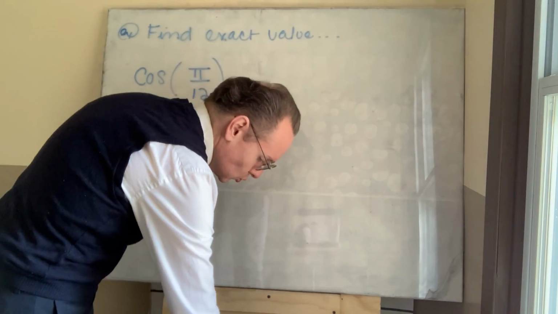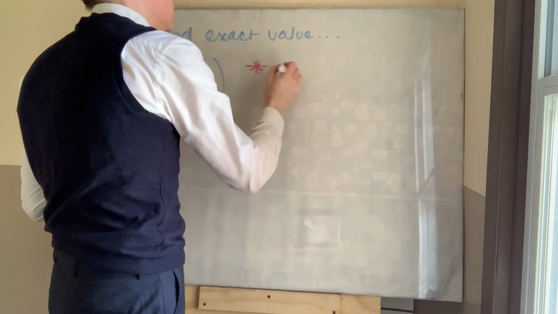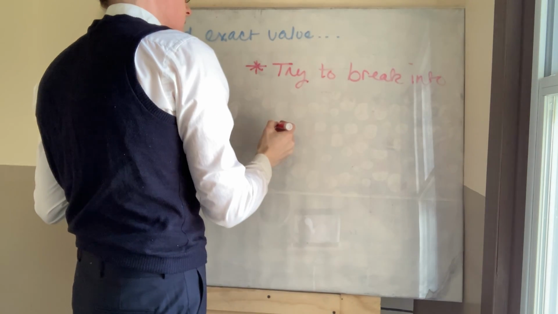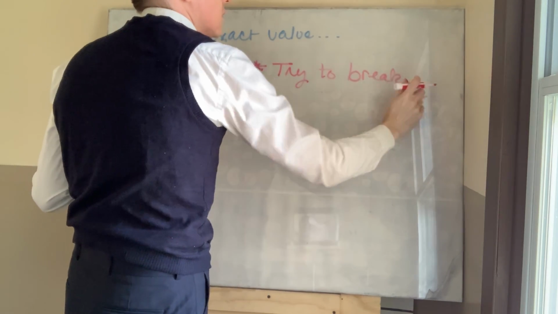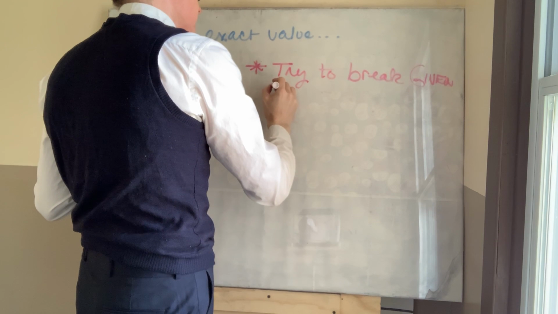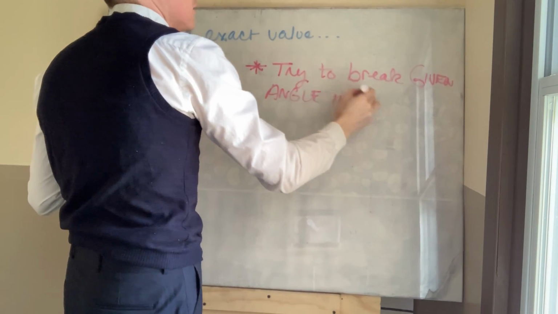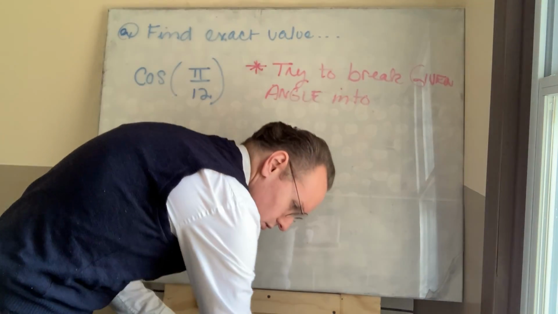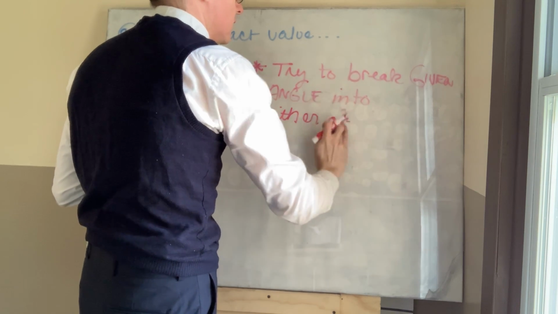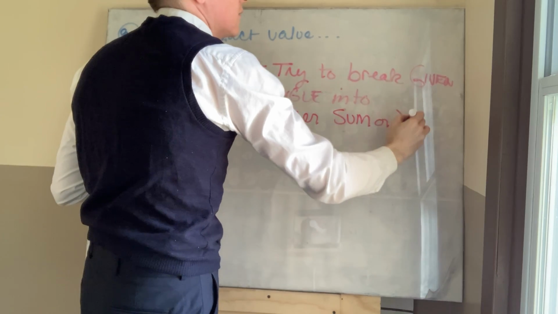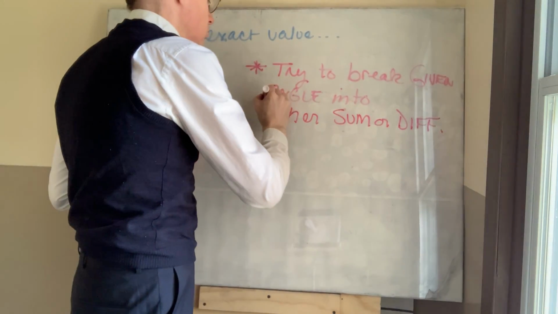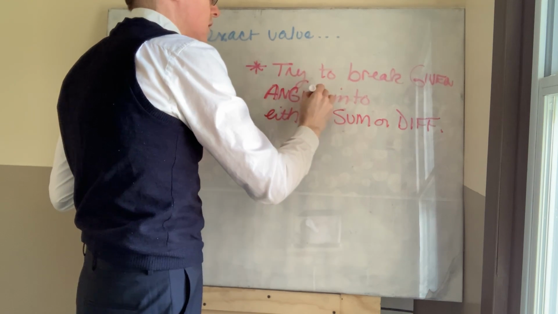All right, what you can try to do, all right, is try to break the given angle into either a sum or a difference. Right, because then if you do, you could take advantage of one of the sum or difference identities, right? Now it's not always obvious what you're going to go with, but here's some rationale.